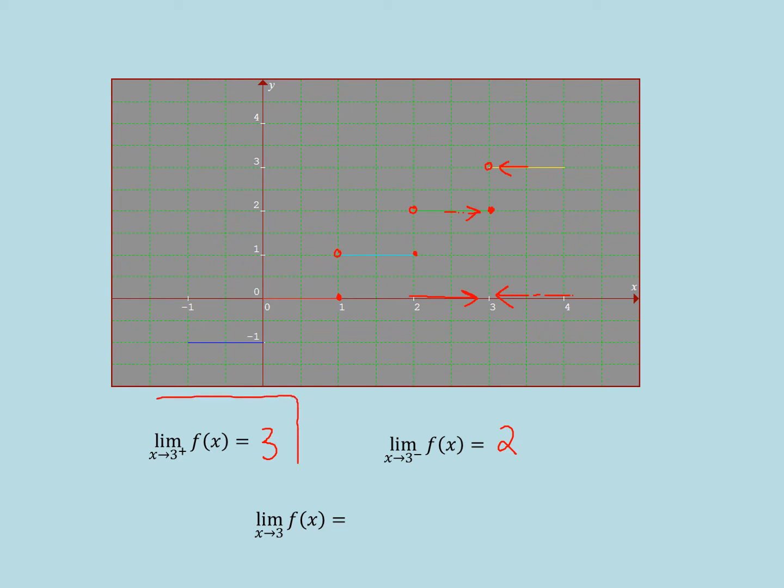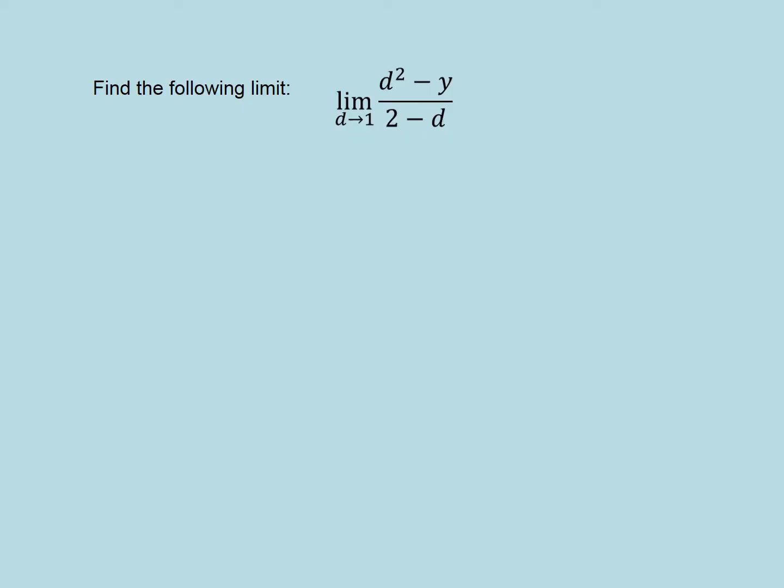So what would we say about the limit of f of x as x approaches 3? Since this one-sided limit does not equal this one-sided limit, these are not equal. Therefore, this limit does not exist. DNE: does not exist.